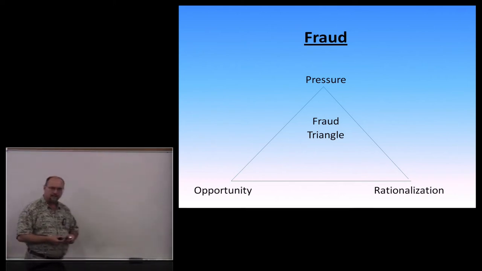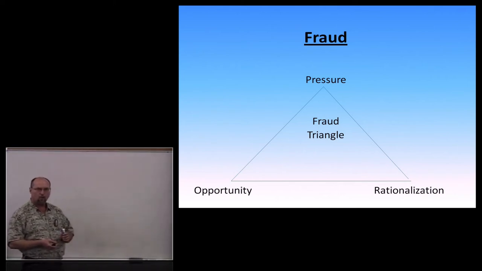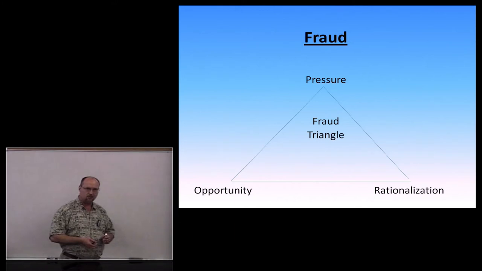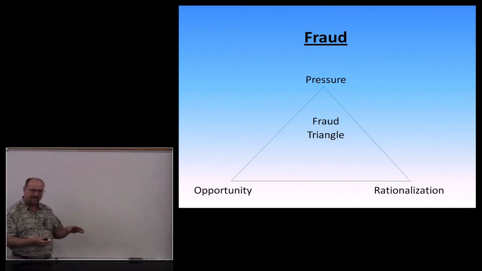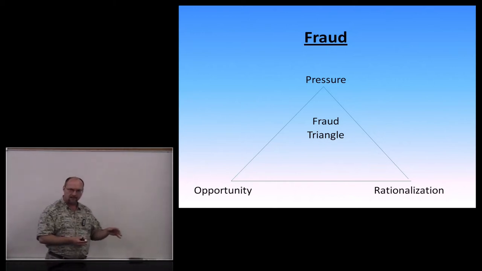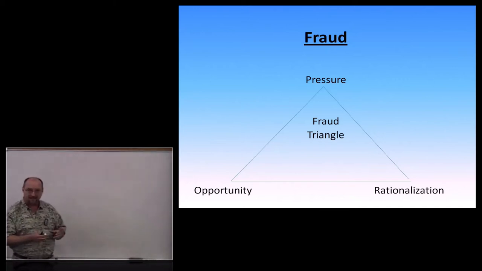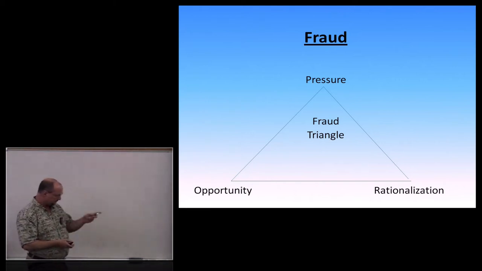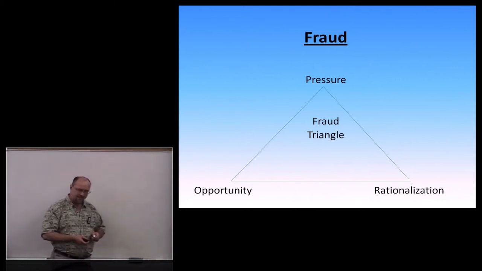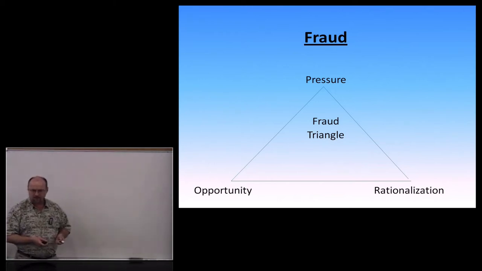Then there's opportunity. And opportunity relates to weakness in a company's internal controls, which is the connection between fraud and internal controls. Okay, and so when a person sees an opportunity, it's because the company has not prevented this opportunity from occurring, and this person thinks they can both commit and conceal this activity. And then the third element is called rationalization, and this is just human behavior.